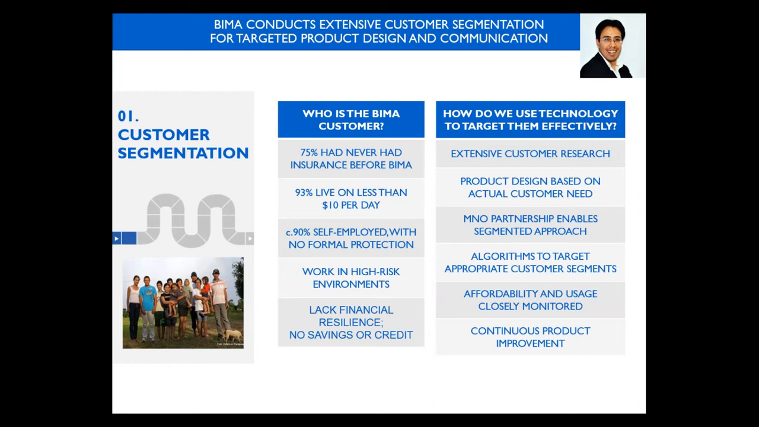In BIMA, we conduct extensive market research to meet the customer needs. We develop products according to the customer needs, with high value for them. The other main thing is that our M&O business model allows us a segmented approach and to reach our target customer directly. Also, through the research and knowledge of our customer, we achieve continuous improvement of our process and product.